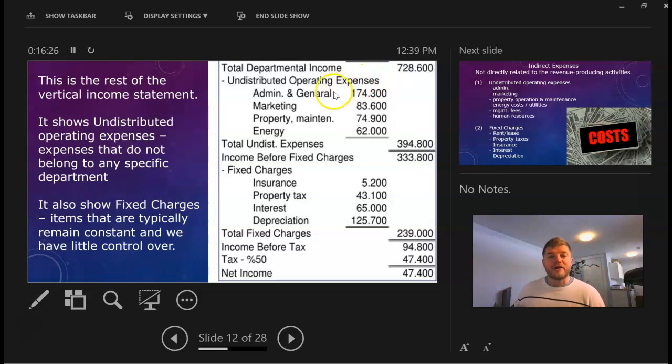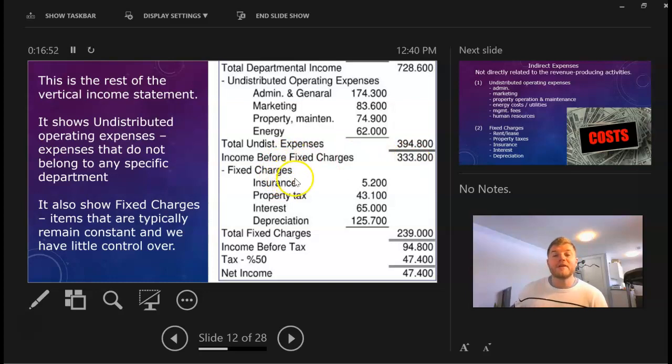So administration in general, this could be general. This could be your general manager's salary. This could be just the cost of running the business licenses, the website, all that kind of stuff. It's $174,000. Marketing, property maintenance, energy. These are the total undistributed expenses. So they go here. And then we have some fixed charges.